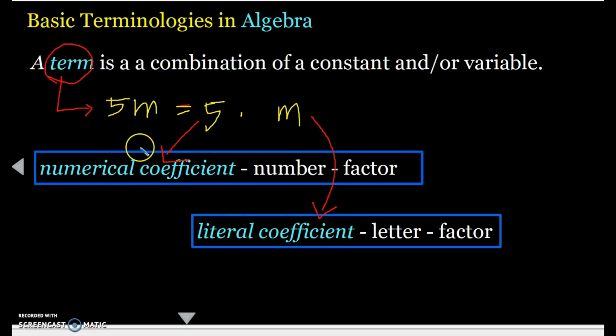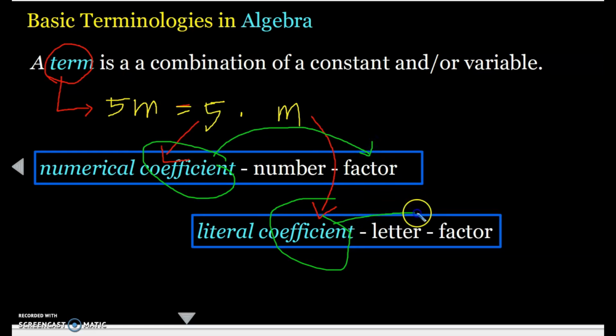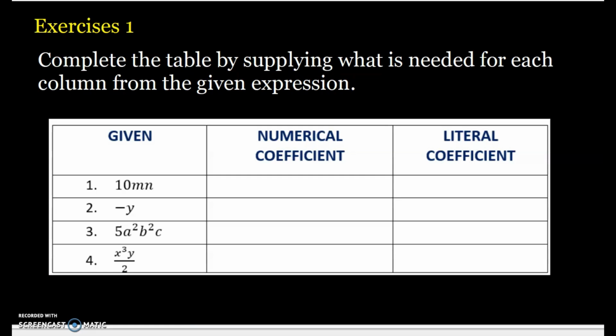As you can see in the two terms, numerical and literal coefficient, the common term is coefficient. What do we mean by that? If you ask what is meant by the term coefficient, the answer would be factor. The term coefficient in algebra simply refers to a factor. Let's proceed to the next.